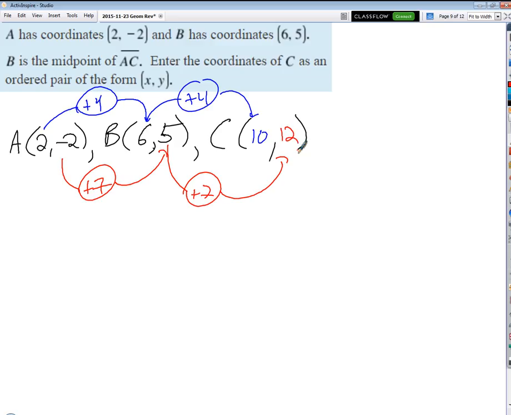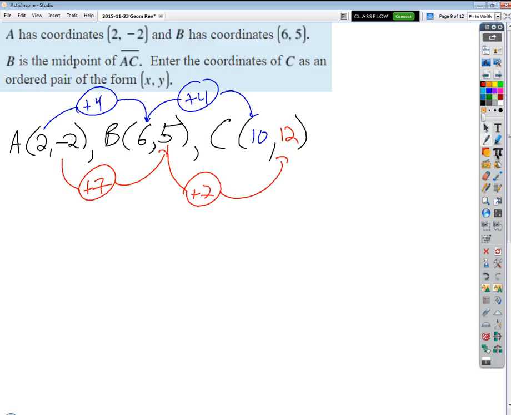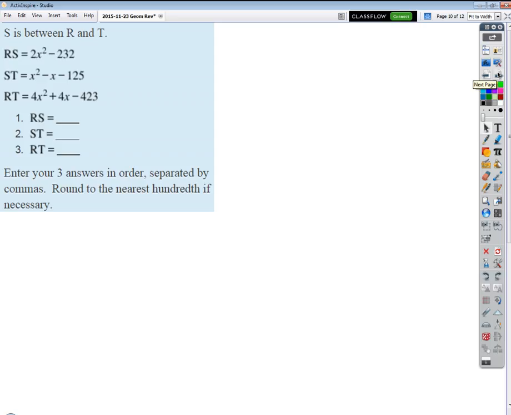How could I check it? Easily. I just want to see, is 6 the middle value of 2 and 10? Yeah, it is, right? It's 4 away from both. Is 5 the middle value of negative 2 and 12? Yes, it is. It's 7 away from both of those. So we got it. Okay, so here are the 2 harder ones.